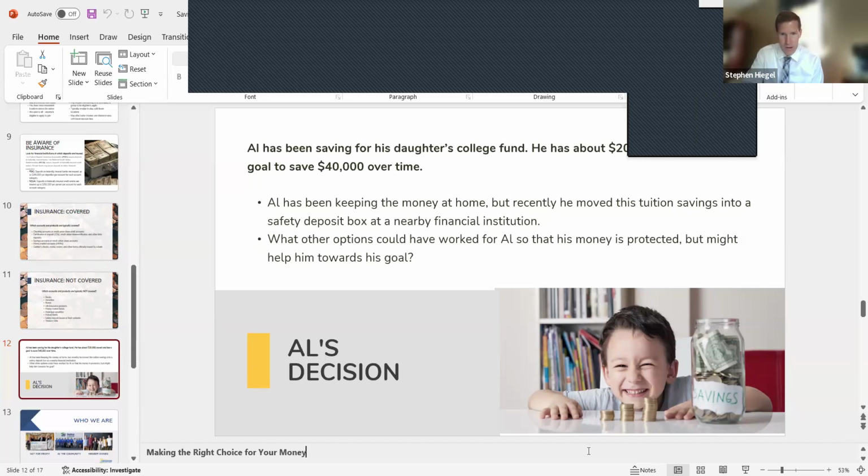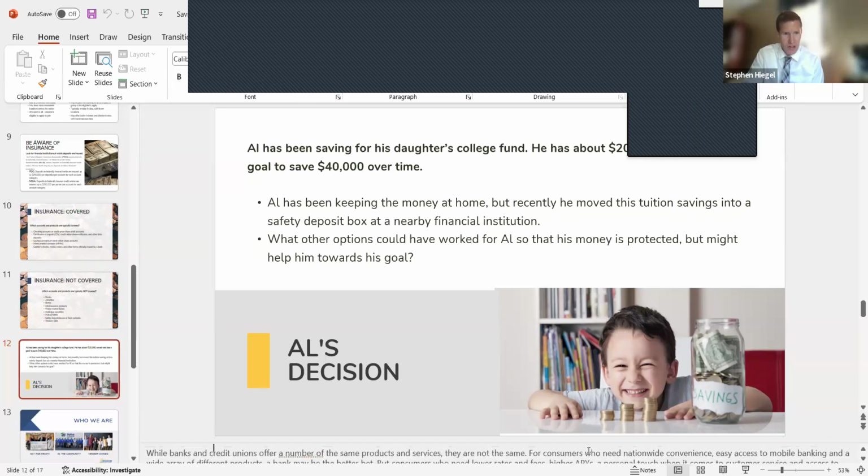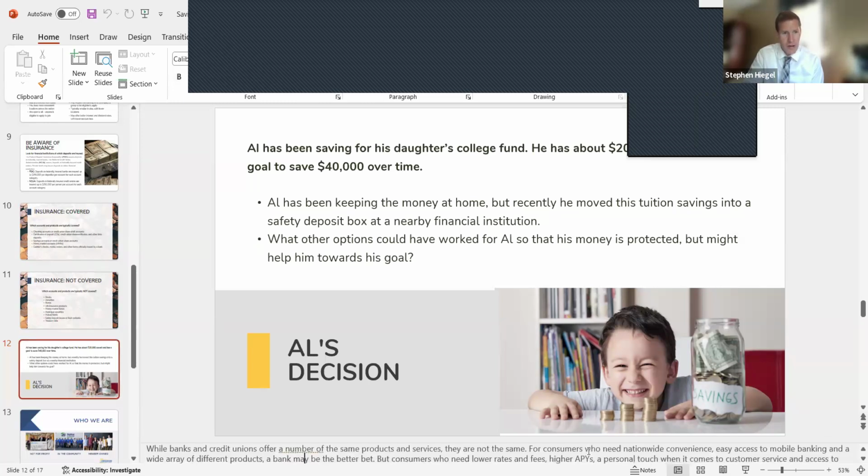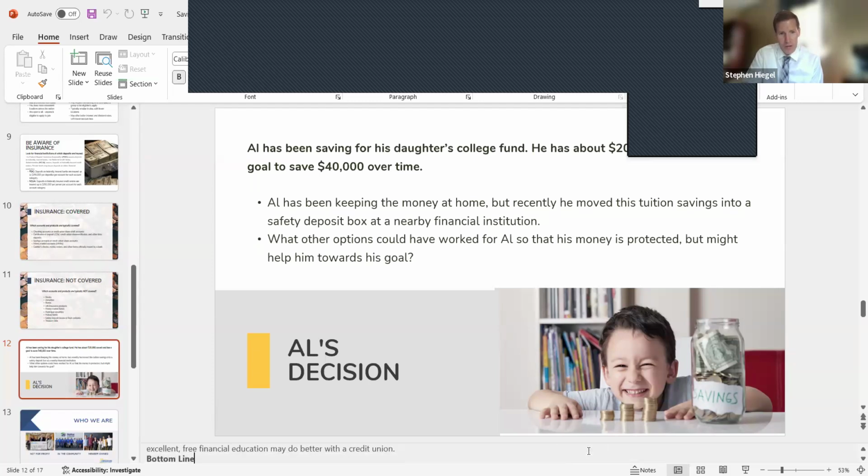Okay. Al's decision, making the right choice for your money. While banks and credit unions offer a number of the same products and services, they are not the same. For consumers who need nationwide convenience, easy access to mobile banking, and a wide array of different products, a bank may be the better bet. But consumers who need lower rates and fees, higher APYs, a personal touch when it comes to customer service, and access to excellent free financial education may do better with a credit union.